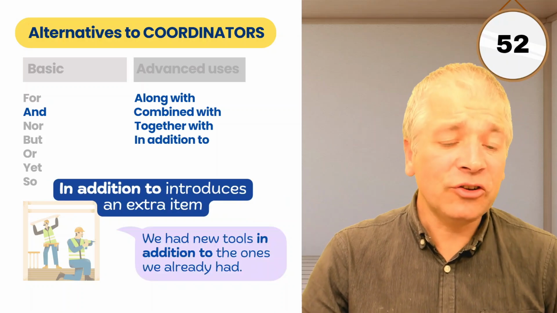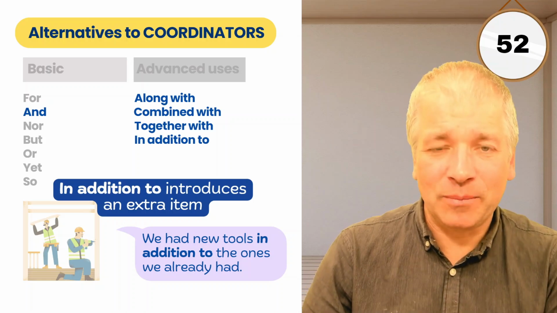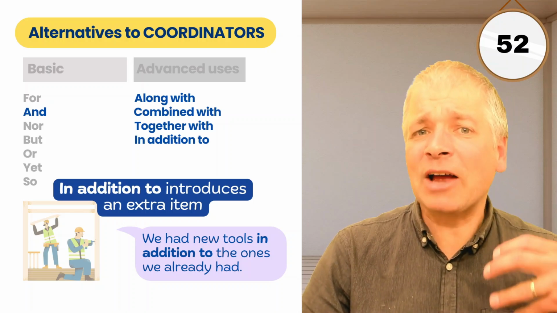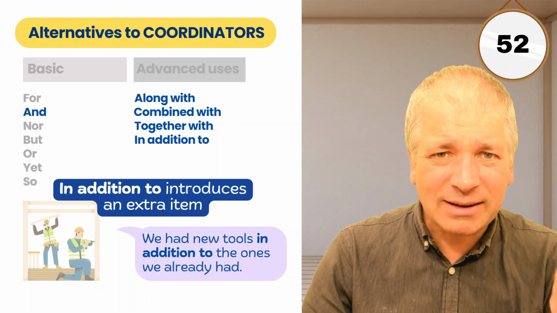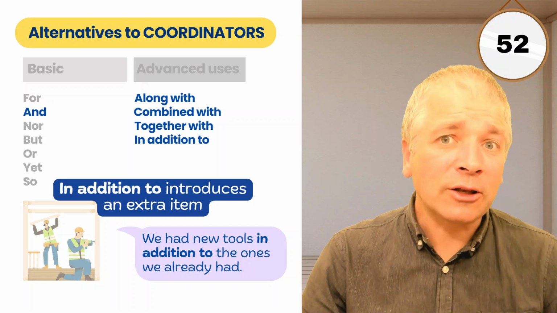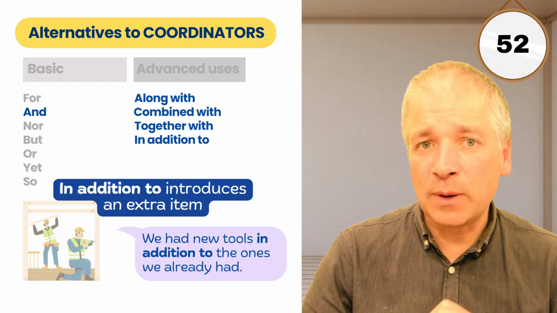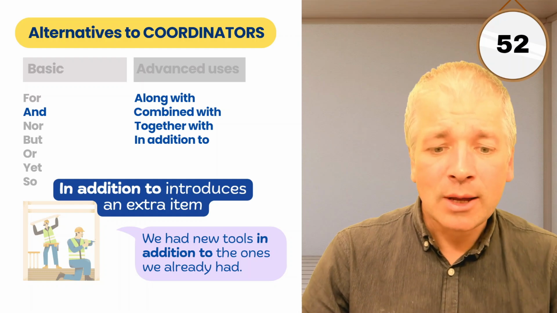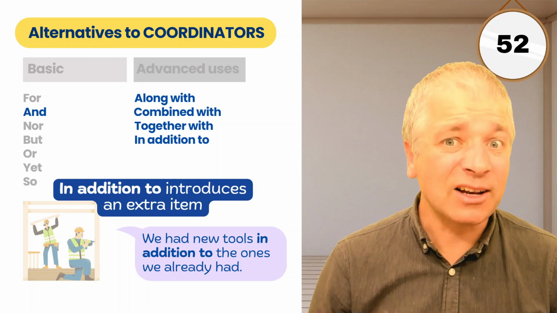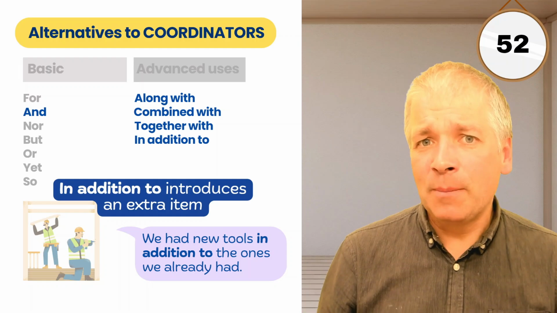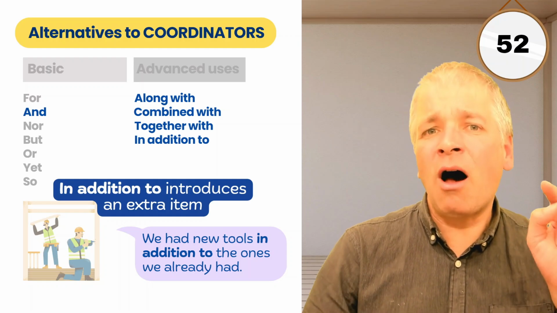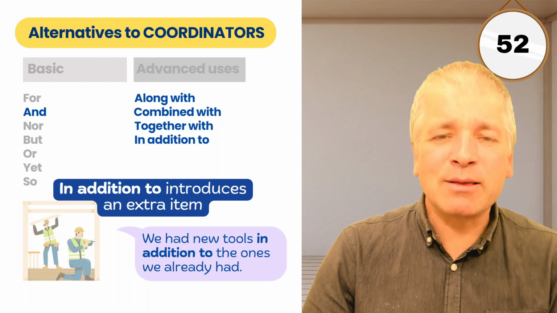And in addition to introduces an extra item. So it's like and, but actually something more because it's adding extra detail. We had new tools in addition to the ones we already had. Now we could have said we had new tools and the ones we already had, but this tells us that the new tools are an extra. So it adds a little bit of extra meaning here.